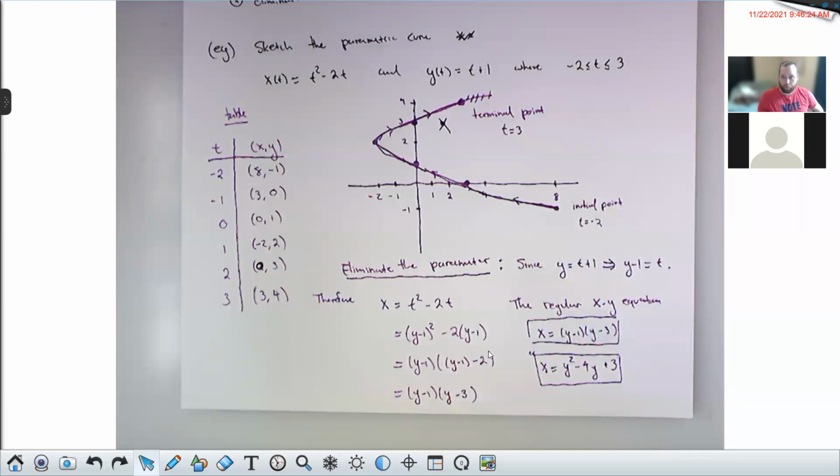Our curve is not the whole parabola because we are given a finite time domain here. We're told t runs from -2 to 3. So my initial point is the point associated with t equals -2. We travel along this curve until we get over here, which is my terminal point associated with the largest t value, t equals 3. Not too bad, right?